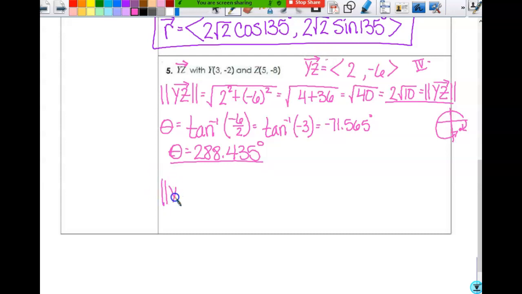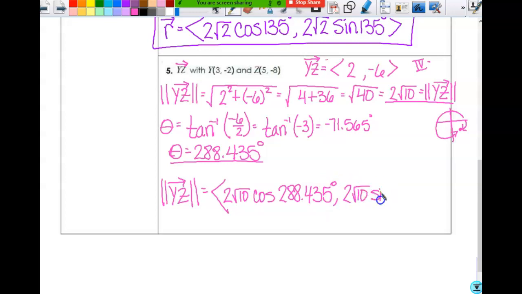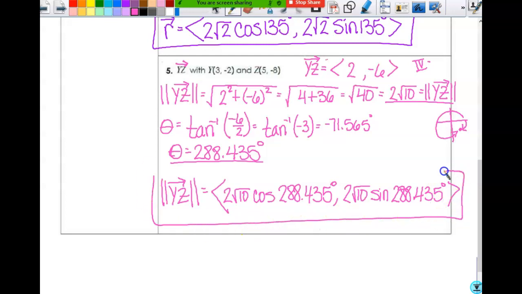So my vector YZ will be 2 square root of 10 times the cosine of 288.435 degrees, and then 2 square root of 10 times the sine of 288.435 degrees. And there you go. What questions do we have? Anything at all? Okie dokie.